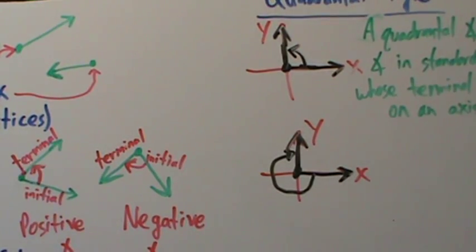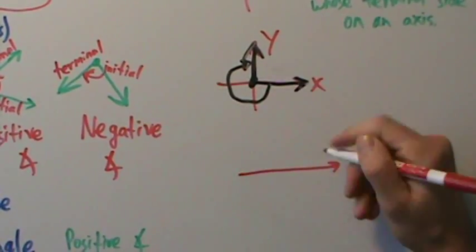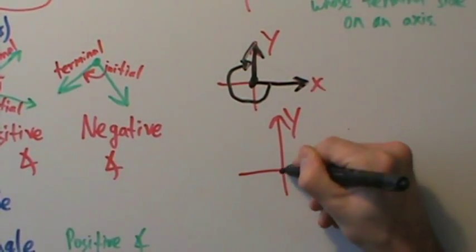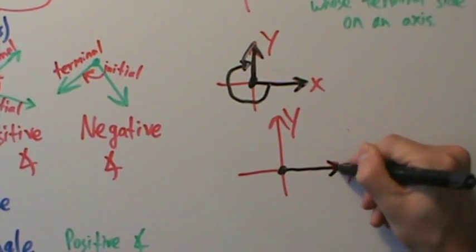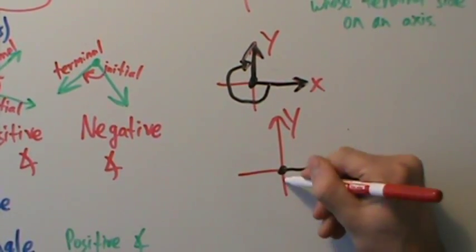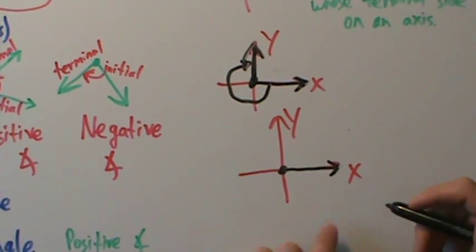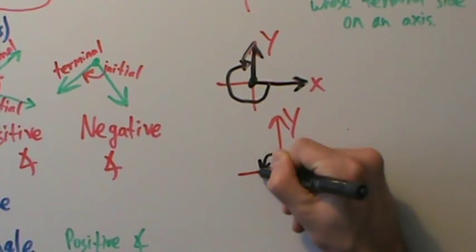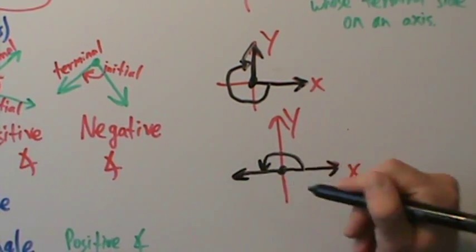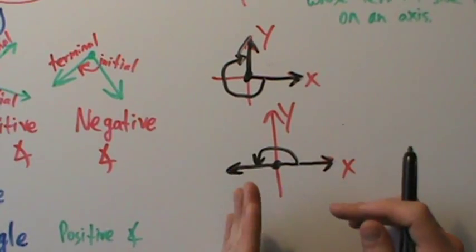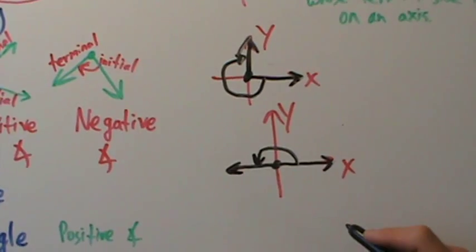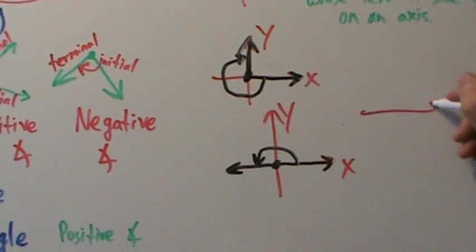So let's draw another one real quick. x-axis, y-axis. Standard position, so vertex at the origin, initial side on the positive x-axis, and then we can open up this way, and our terminal side will be over here. So this is another example of a quadrantal angle. In this case, the terminal side is on the negative x-axis. So let's do one more real quick one.